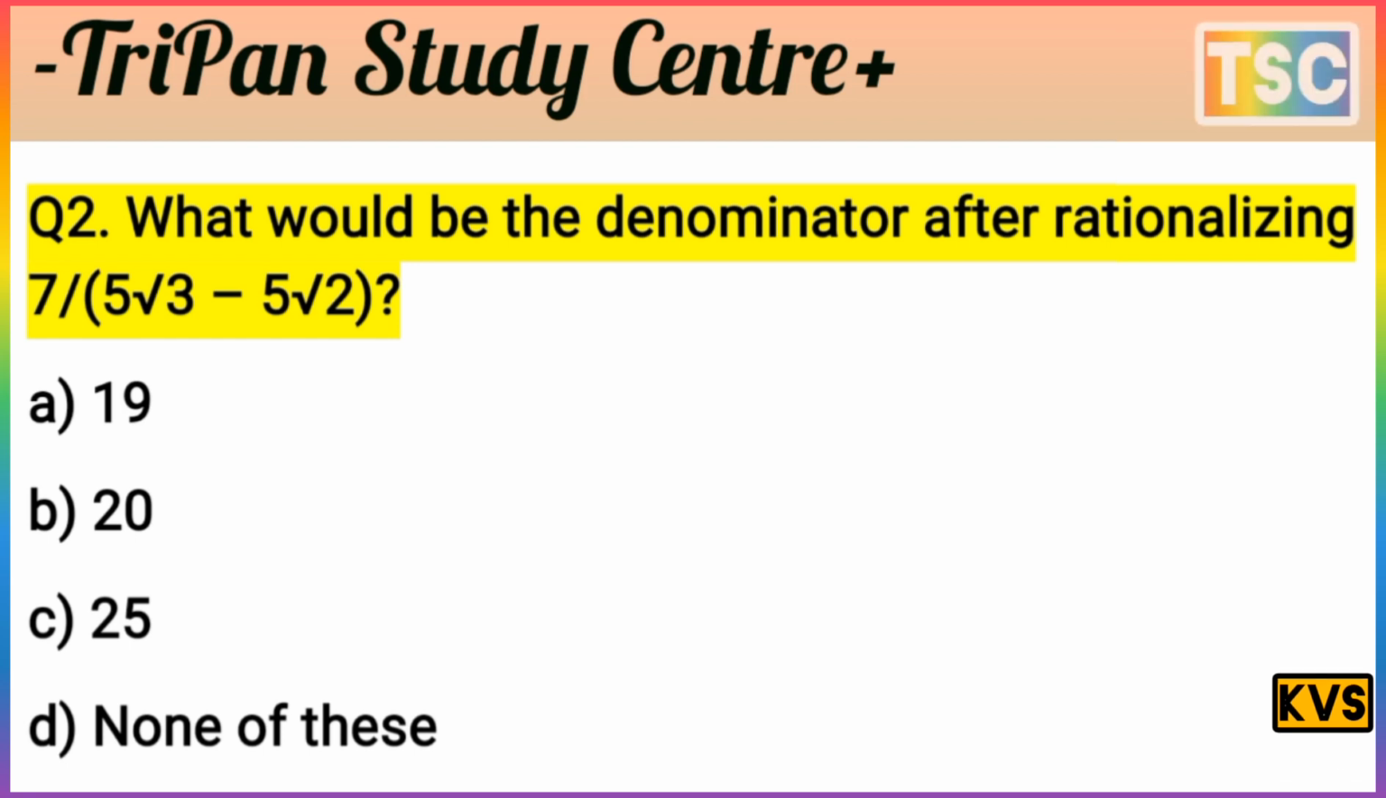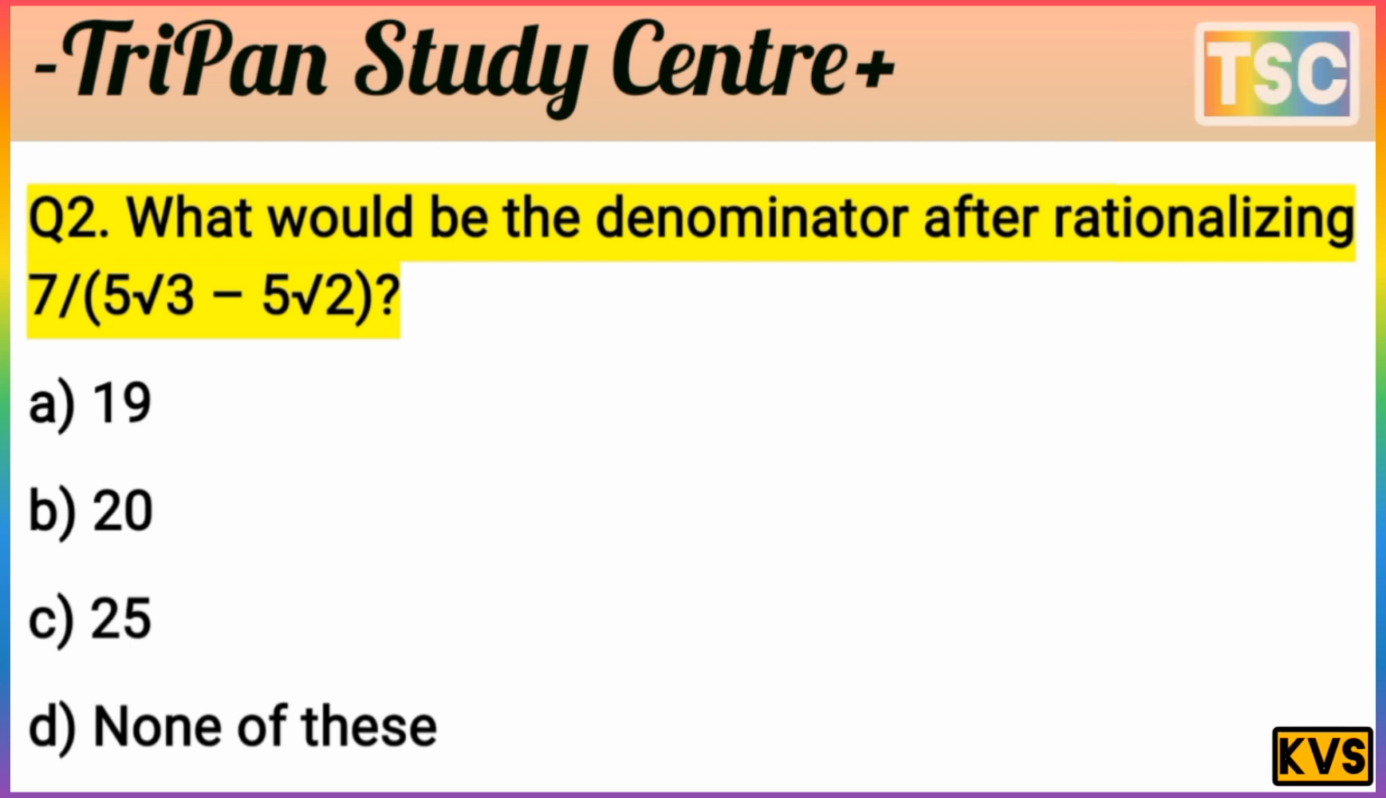The options are: A, 19; B, 20; C, 25; and D, none of these. The question is clear, though I understand it may not be clear on the screen due to technology. The answer is the most important part. I give you a few seconds to test your knowledge. First of all, you must have a thought of your answer. Let's see the answer.